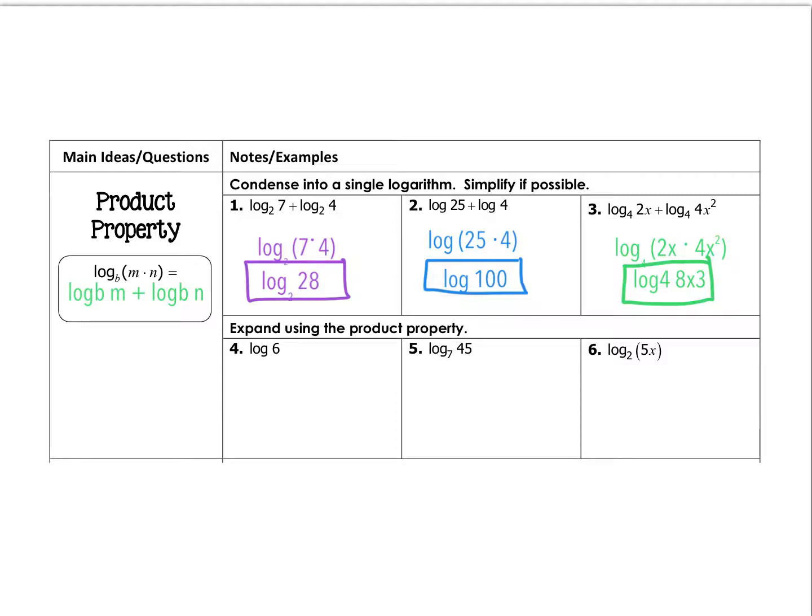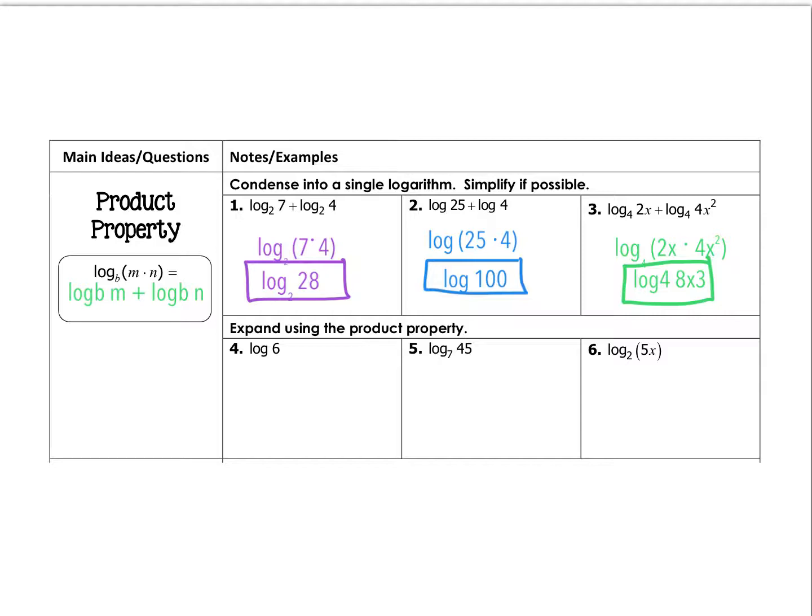So we're going to expand using the product property. And I will let you know that the answers may vary on these, so you may come up with a different exact answer than me, but as long as it still works, that's okay.